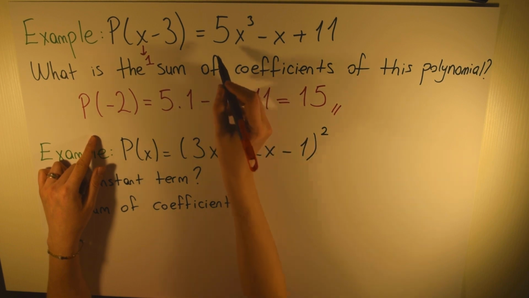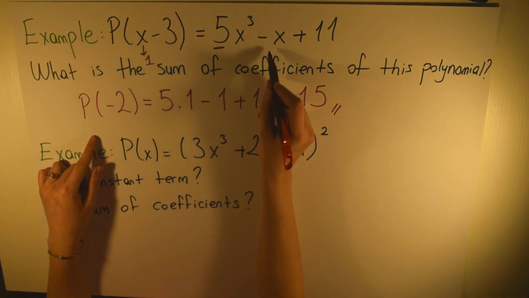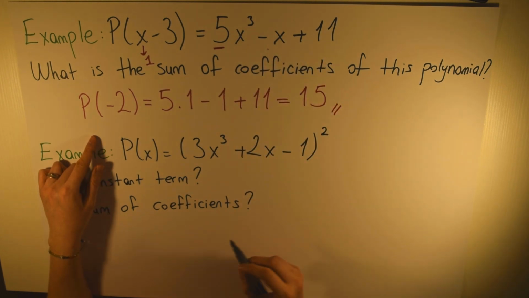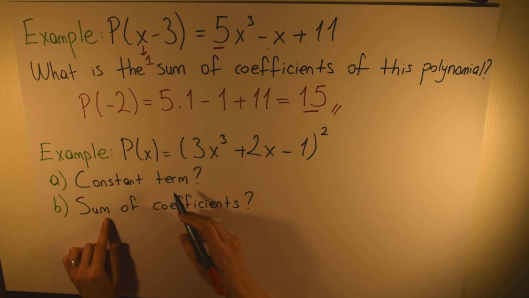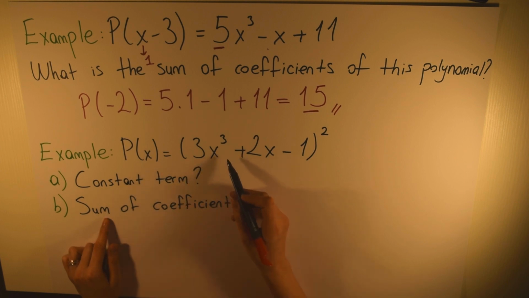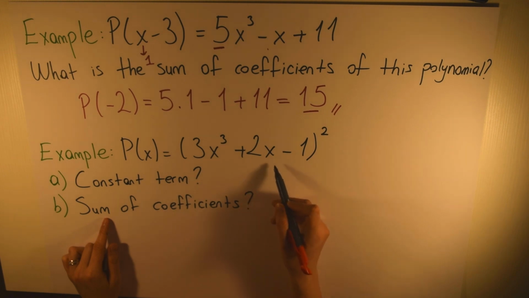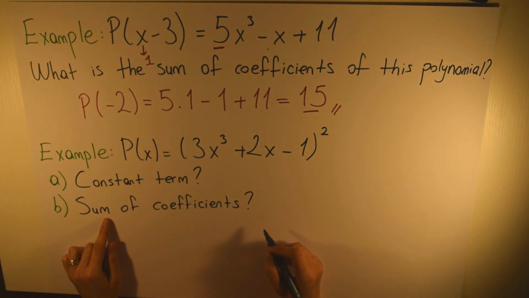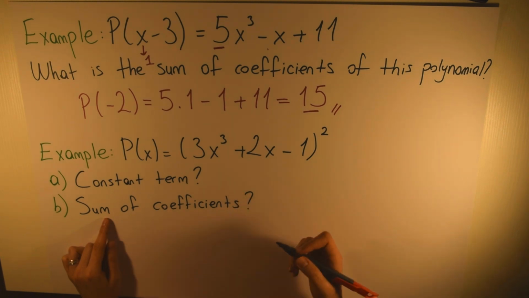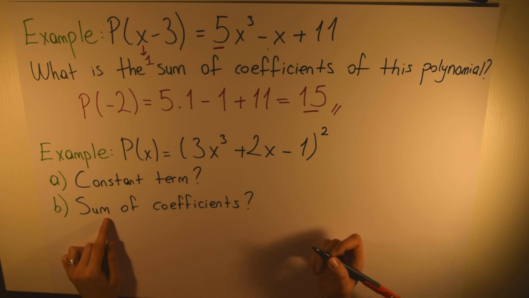It's also obvious here. Here we have 5, minus 1, it's 4, plus 11, it is equal to 15, the same answer. Let's look at this example. p(x) is equal to (3x to the power of 3 plus 2x minus 1) all to the power of 2. Okay, if we expand this polynomial by taking a square of it, it will be too long, right? So what we do, we use our tricks.